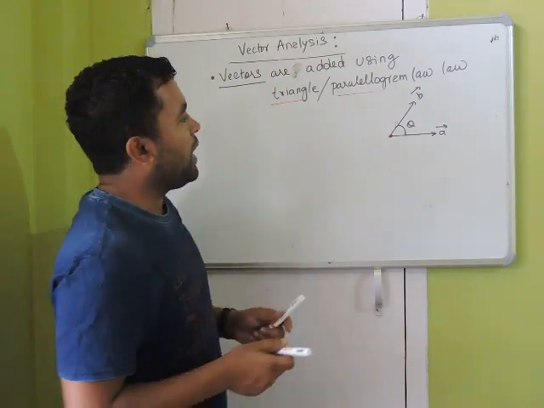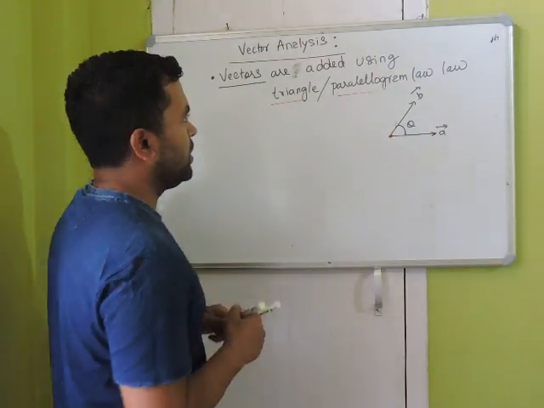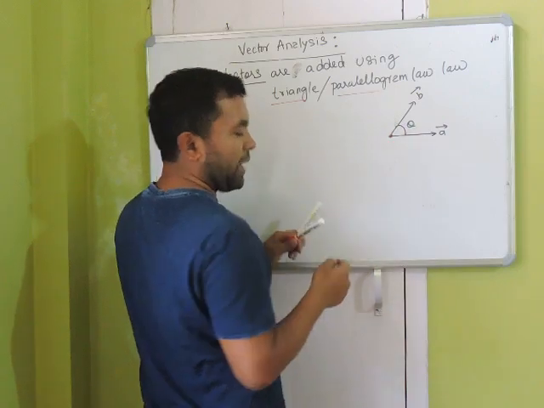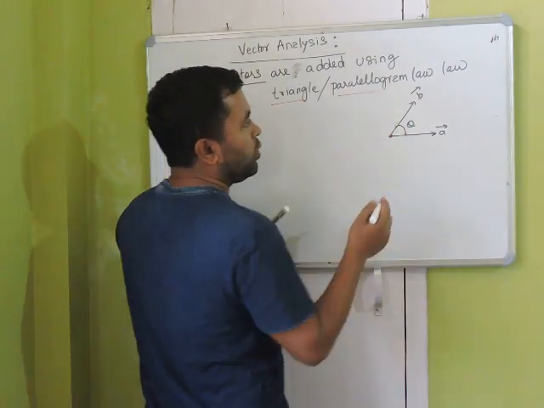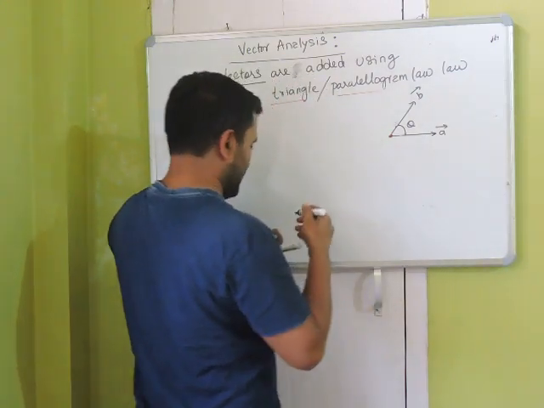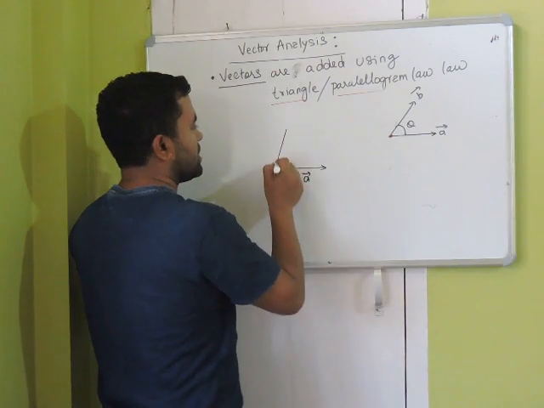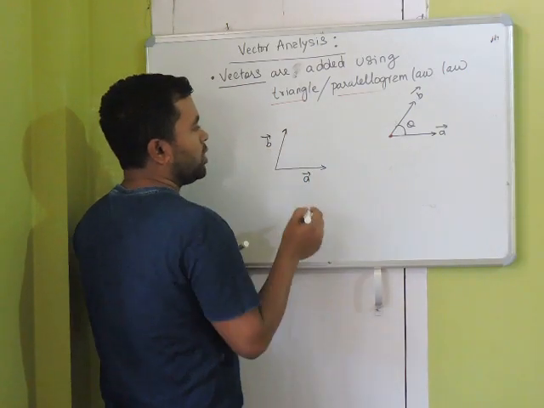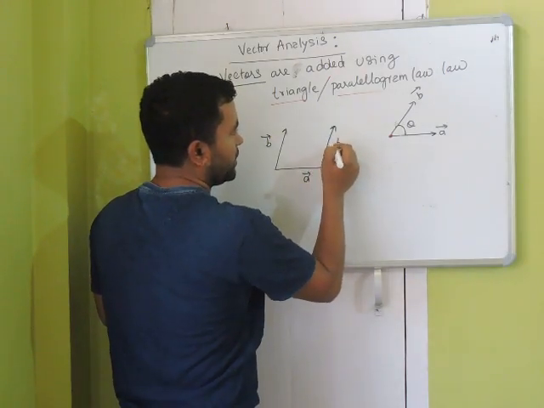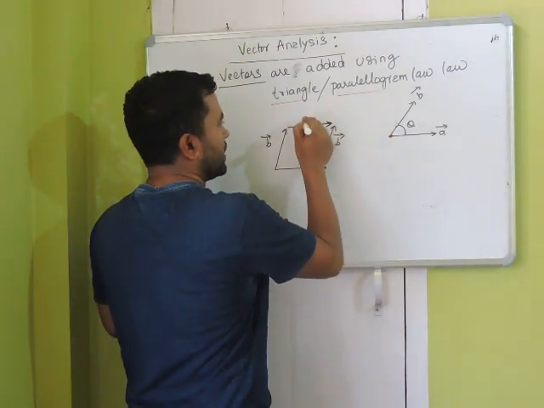Now how do you add these two vectors? They don't look like they are representing adjacent sides of a triangle, right? So what you do is draw a parallel vector. I am doing it here. Suppose this is vector A, this is vector B. So you draw a parallel vector. So this will be the B vector, and this will be the A vector.